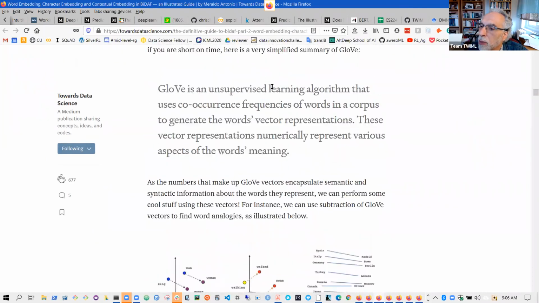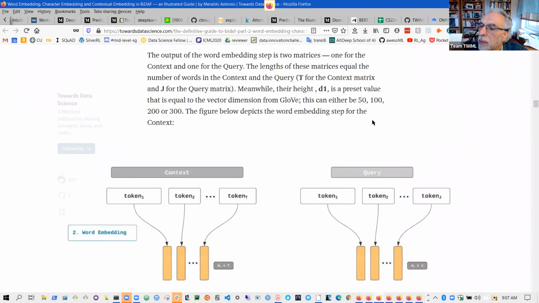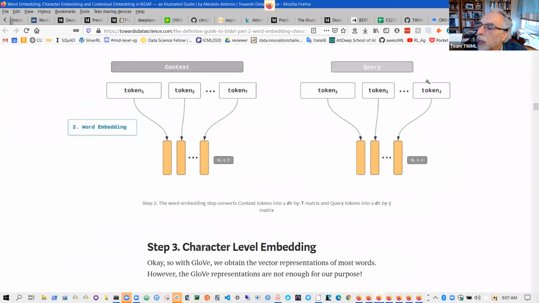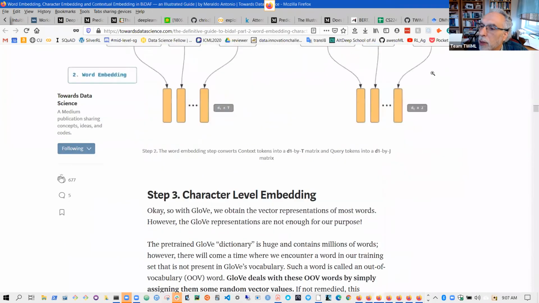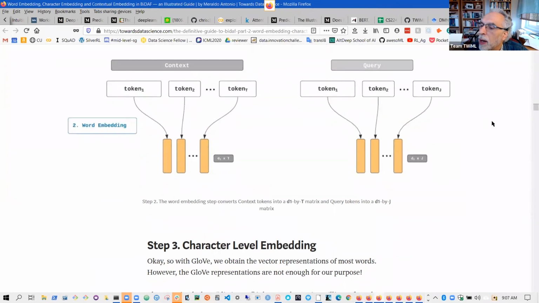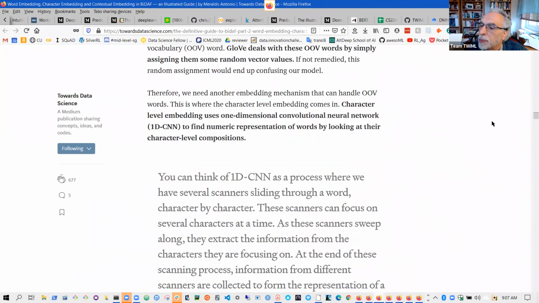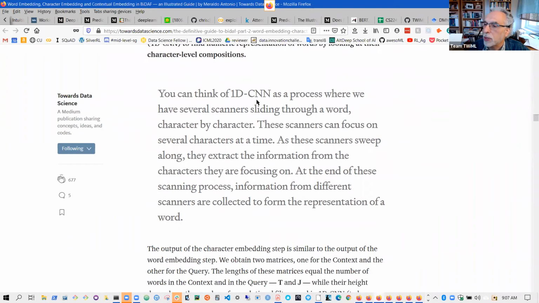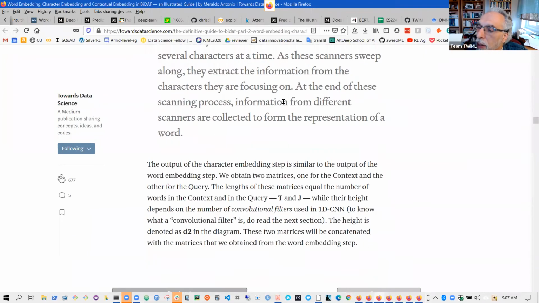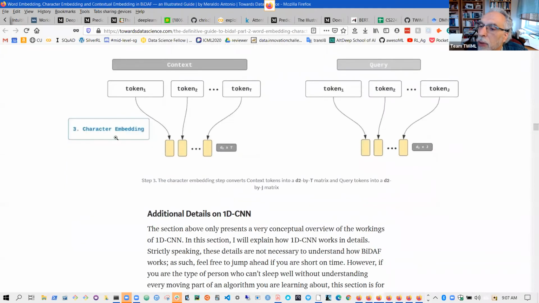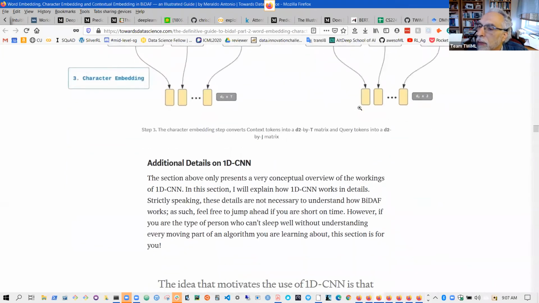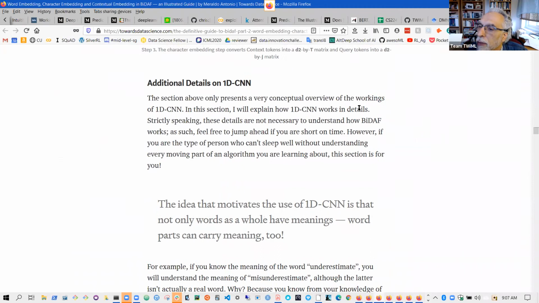Word level embeddings, we've already talked about GloVe. Word embedding, so now we're here. So I think we understand this part. Then he does character level embedding. That's done with a one-dimensional CNN. We're going to talk about that next week. And we end up with character embeddings, and then we put those together.